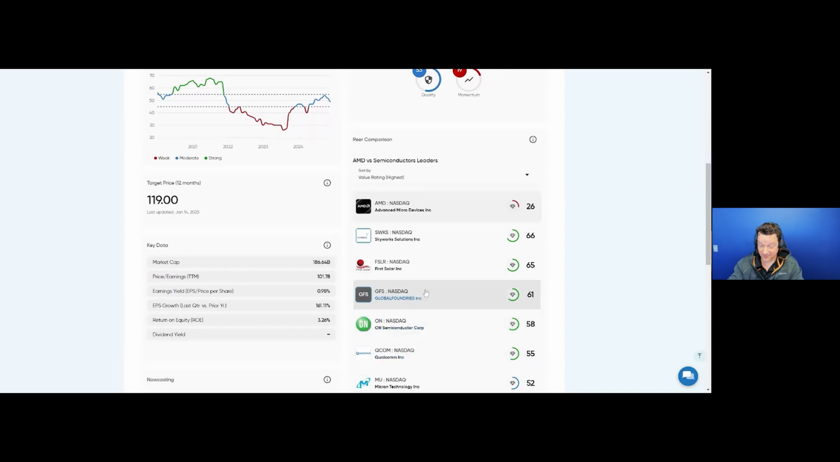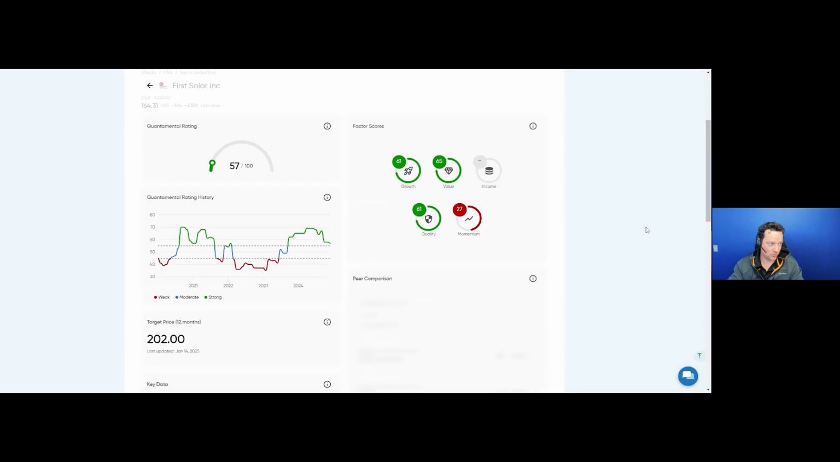Again, this is as of the 15th of the month. This will change coming up in half a month to go. So if I look at First Solar, what do we see? Right, consistent score, no income, doesn't affect the score though. That's okay. Momentum's been weak, right?